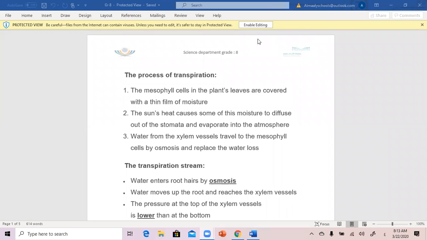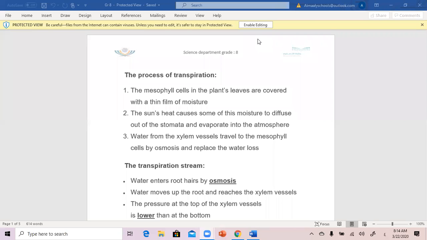What's transpiration? Transpiration is the evaporation or the loss of water vapor through the stomata. Thanks. And another one, Ahmed Adel. What's transpiration? It is the loss of water vapor in the leaves of the plant. Yeah, it is the loss of water vapor from the leaf of the plant.